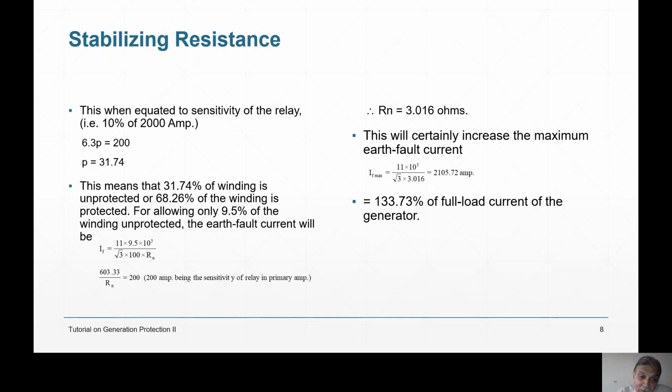And if you want 9.5% of the winding to be unprotected, your Rn comes out to be 3.016. You will have to connect low Rn. But the problem is then IF max, that is the fault current for the faulted terminal, will be 2105.72. That is roughly 130% of the full load current. So possible damage to the stator laminations is increased, right? So this is a problem. You are caught into a vicious circle. That is what is happening.